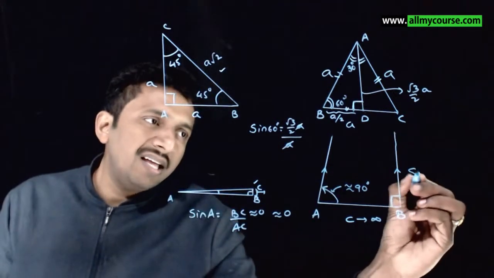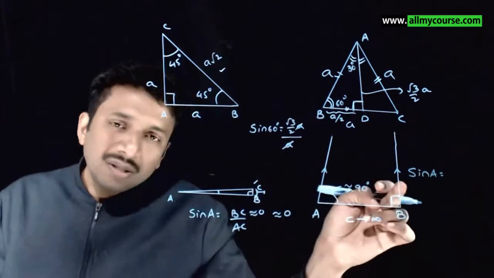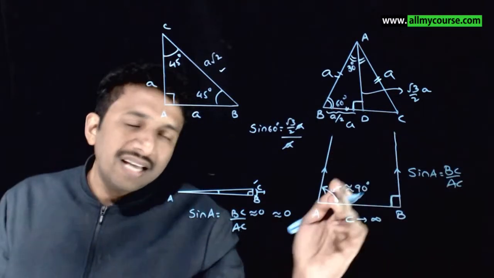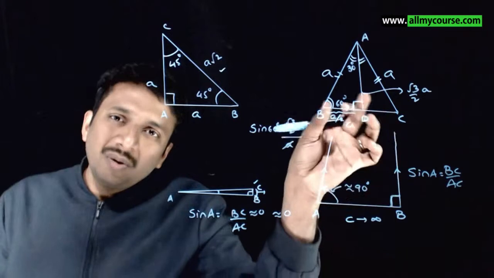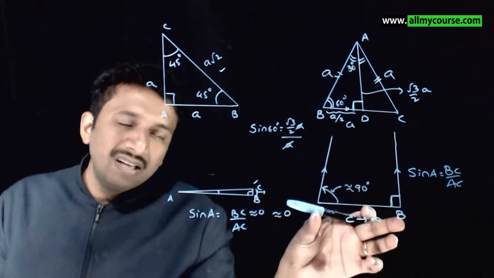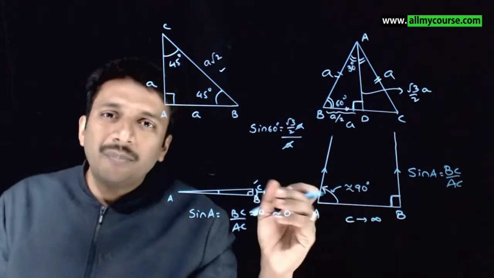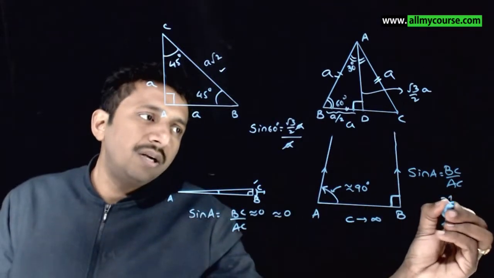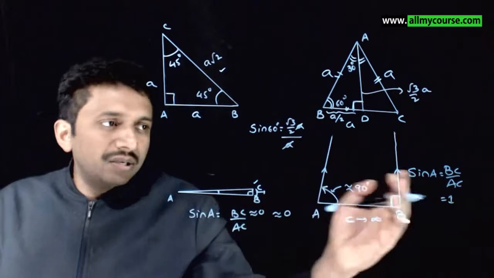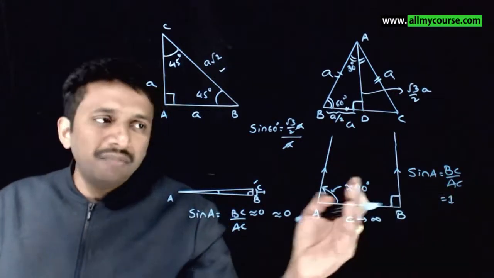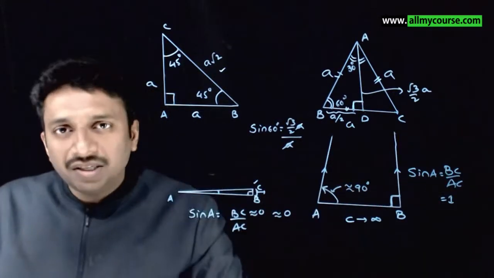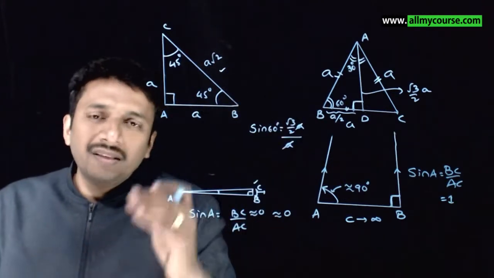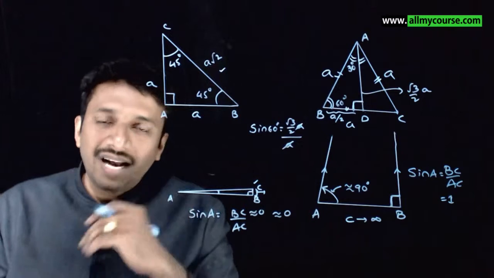So sine A is BC by AC. As A tends to 90 degrees, C goes farther and farther away from A and B, and AC will be very, very close to BC, and this becomes equal to 1. So sine 90 degrees will become equal to 1 if A tends to 90 degrees. So this is how you explain the trigonometric values for standard angles.